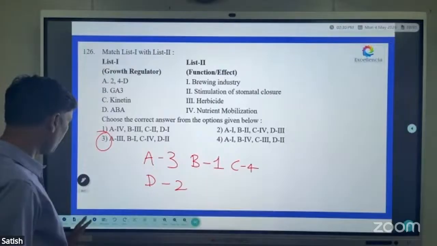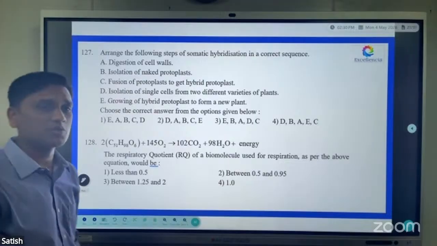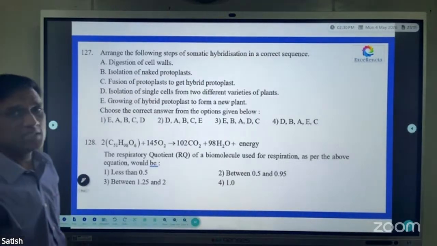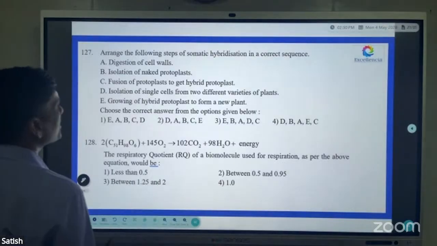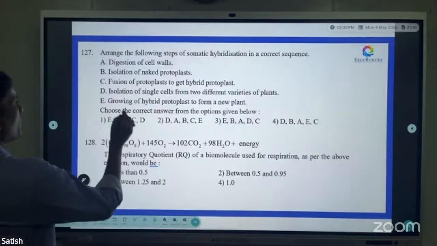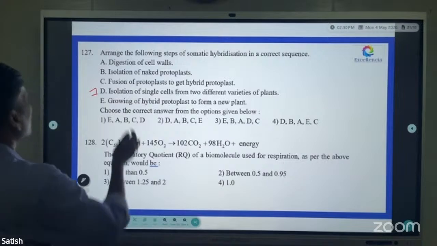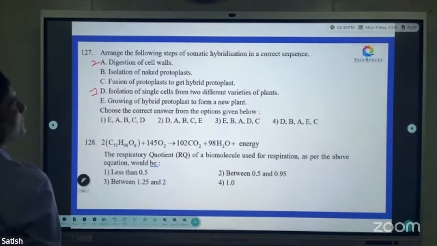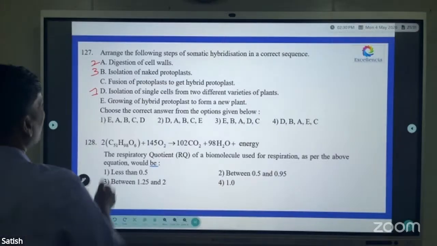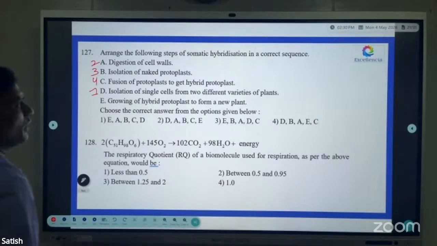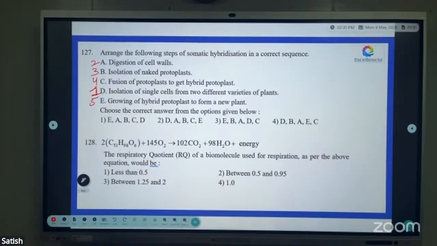So next question. Arrange the following steps of somatic hybridization in the correct sequence. This question is related to biotechnology applications, tissue culture. Let us see here. Isolation of single cells from two different varieties of plants, first one. Next one, digestion of their cell walls, 2. Then isolation of naked protoplast, 3. Then fusion of protoplast to get hybrid protoplast, 4. Then fifth one, growing of hybrid protoplast to form a new plant.